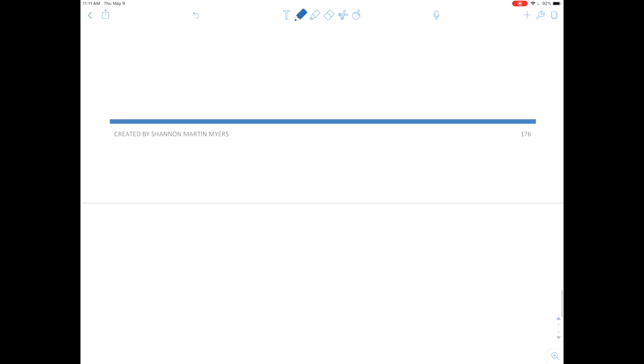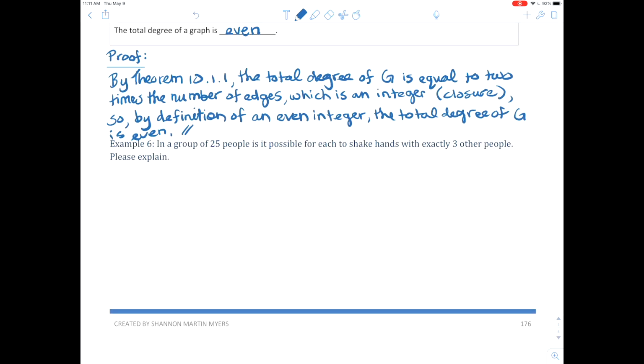All right, so here we go. Our last example in this section is an example where, okay, let's check it out. In a group of 25 people, is it possible for each to shake hands with exactly 3 other people? Please explain. So, okay, if you think about the people as the vertices and the handshake as the edges, right? Let's see what would happen, right?